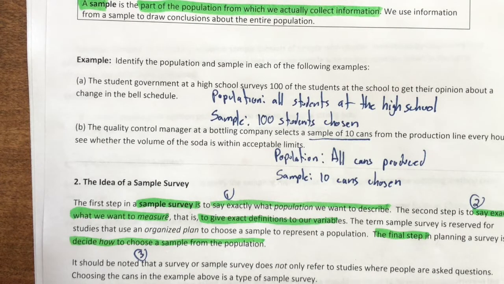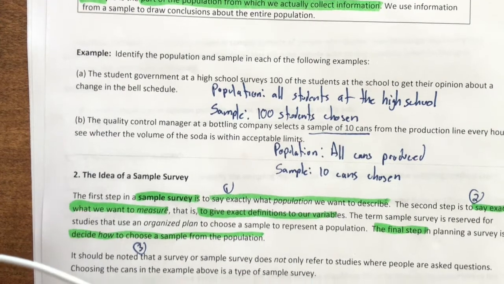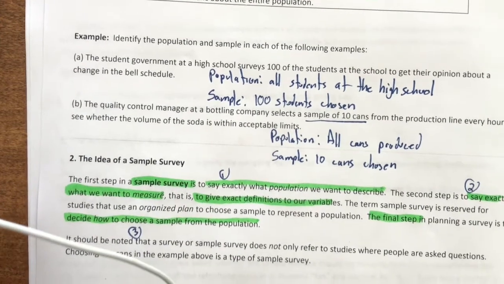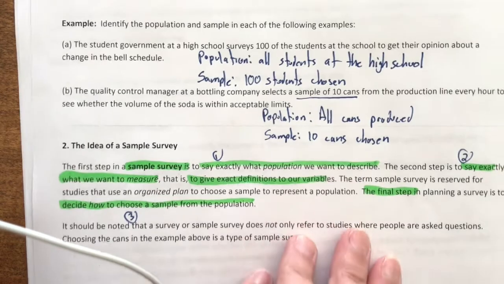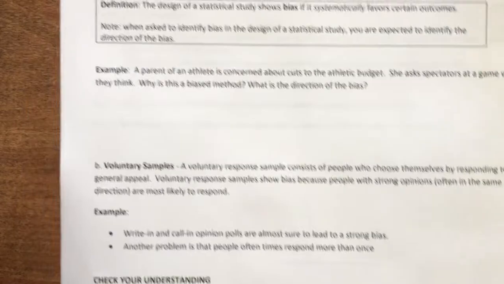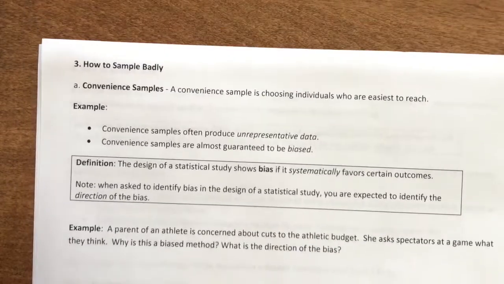It should be noted that a survey or a sample survey does not only refer to studies where people are asked questions. Choosing the cans in the example above is a type of sample survey. So again, it's not just people. We could have different kinds of objects, animals, and so on. Okay, so let's take a look at how to sample badly.